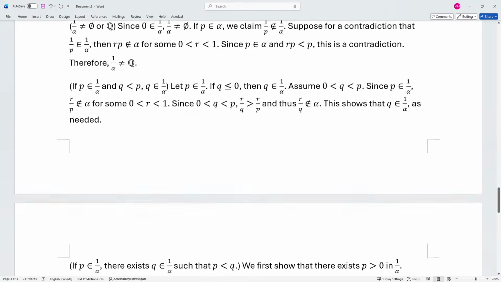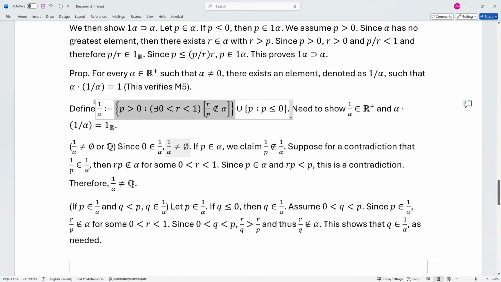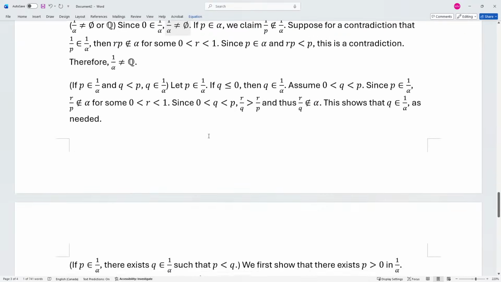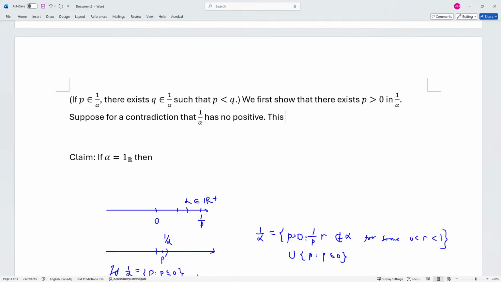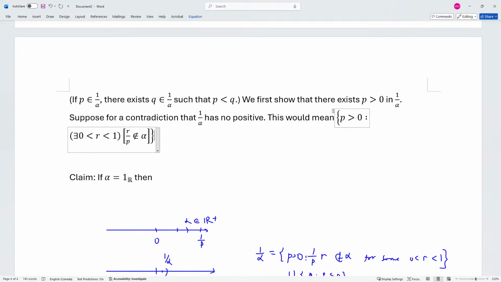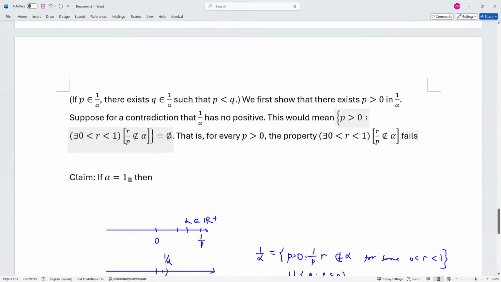Okay, so by our definition, this is our definition of 1 over alpha. That means the first part is the empty set. This would mean this is the empty set. That is, for every p greater than 0, this property fails. The property fails, right? Otherwise, it cannot be the empty set.